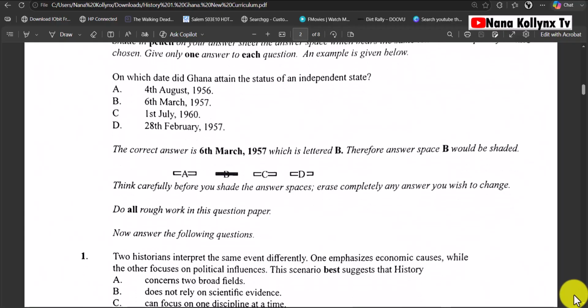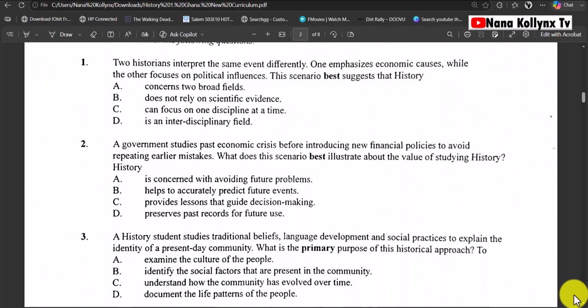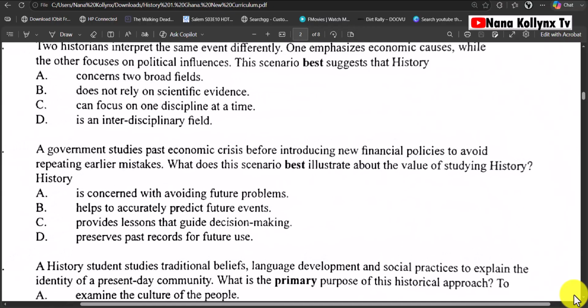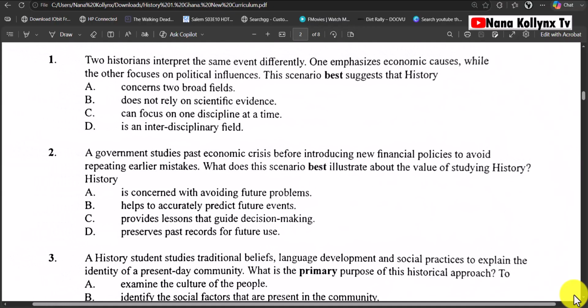So let's start with question number 1. Good. Let me zoom for you to have a good look at it. So number 1. Two historians interpret the same event differently. One emphasizes economic causes, while the other focuses on political influences. This scenario best suggests that history, so you write the answer on a paper.